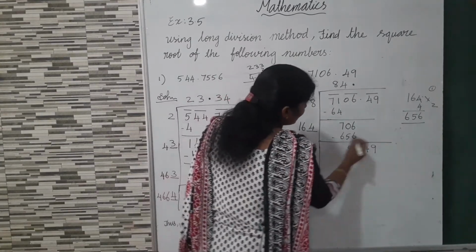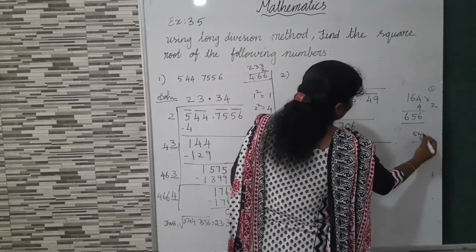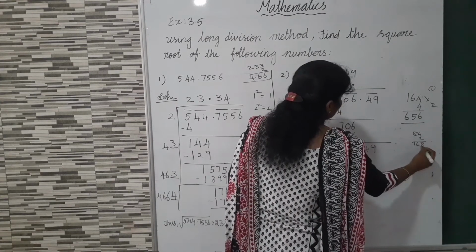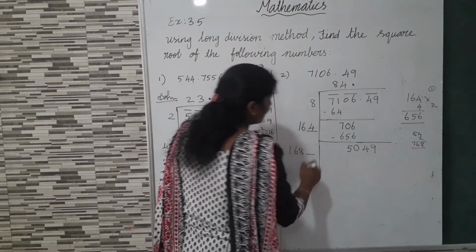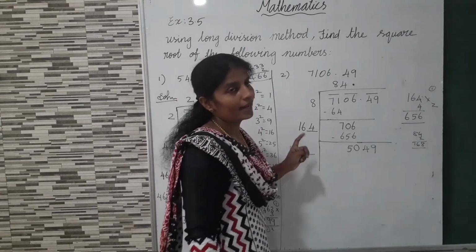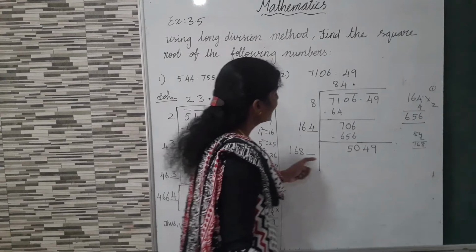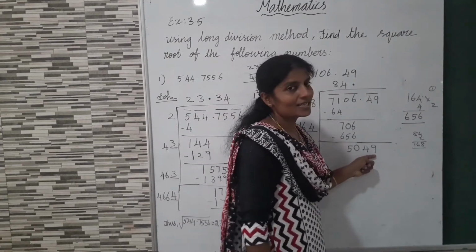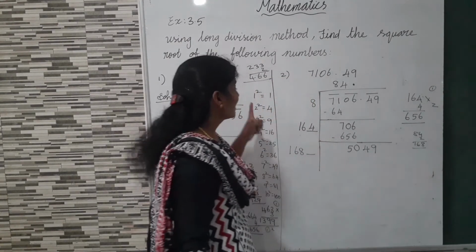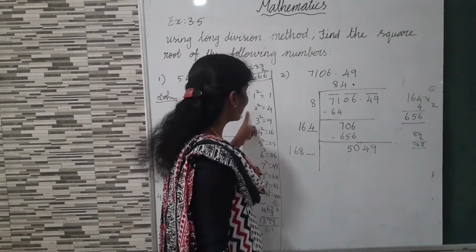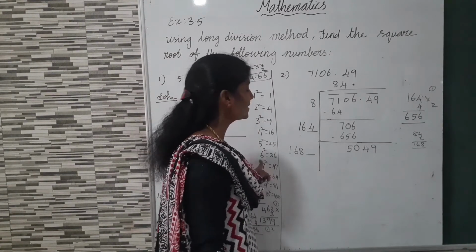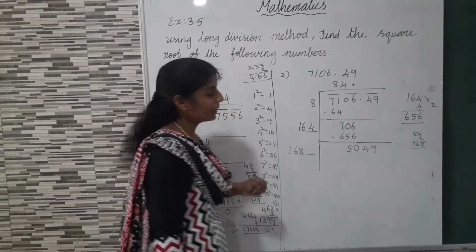84 into 2: 4 2s are 8, 8 2s are 16, so 168. Then we add one number here. Now listen, the ones digit is 9. 9 means 3 3s are 9, and 7 7s are 49, so 3 and 7. We check 3 first.